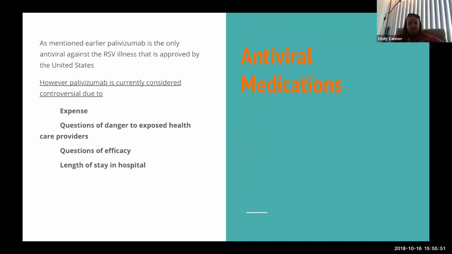Antiviral medications, as I mentioned before, this medication is the only thing approved by the United States. Unfortunately, it's still very expensive. So it's really considered a controversial issue, not just because of the expense, but because of the danger to healthcare providers, the questions of efficacy, and the length of time people have to stay in the hospital. And so that's pretty much it.